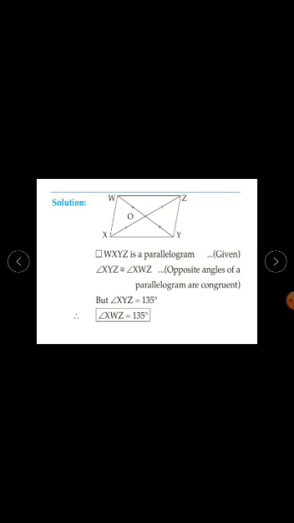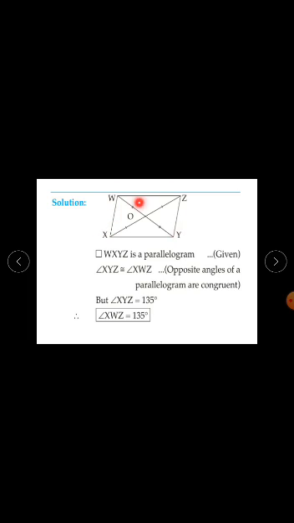Now start. What is given? Quadrilateral WXYZ is a parallelogram. WY and XZ are diagonals of the parallelogram. They intersect at point O. So quadrilateral WXYZ is a parallelogram, given. Angle XYZ is congruent to angle XWZ.